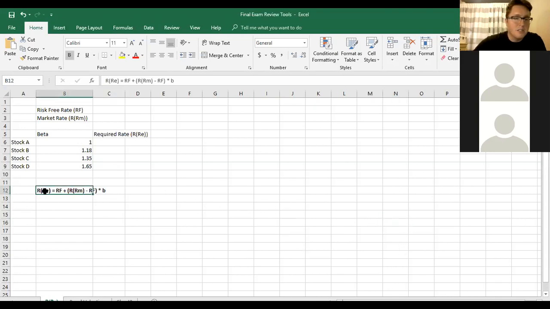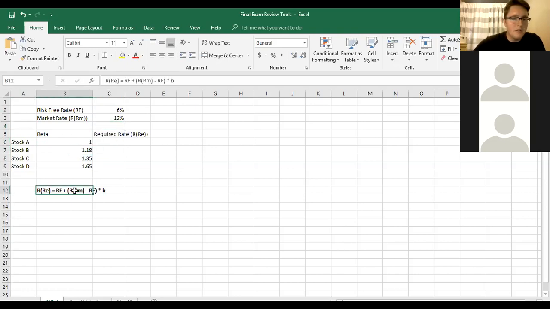So the required rate of return equals your risk-free rate plus, in parentheses, the market rate minus the risk-free rate, close parentheses, times beta. So it might give you a few stock options, A, B, C, D is what I put here, and it will tell you the beta for those stocks. Stock A is beta 1, stock B 1.18, C 1.35, and so on. And then it will also give you those other two values, the risk-free rate and the market rate. So let's say that my risk-free rate is 6% and my market rate is, let's say, 12%.